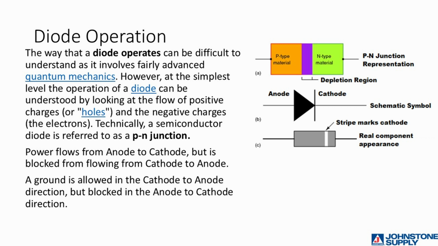Notice the schematic diagram on the right side in the center that shows an arrow with a line at the point of it. The arrow shows the direction of the power flow. Power always flows from anode to cathode, which is from positive to negative. Power is blocked from cathode to anode.